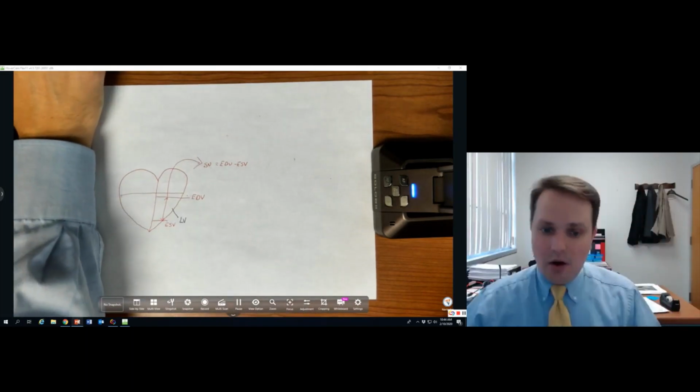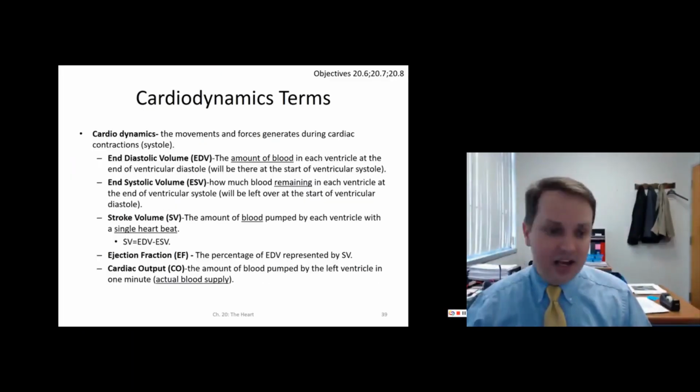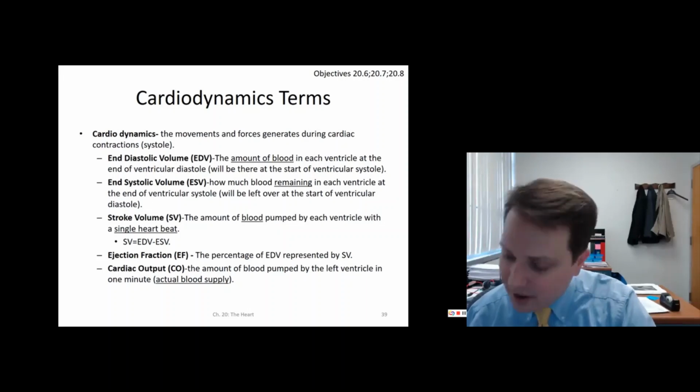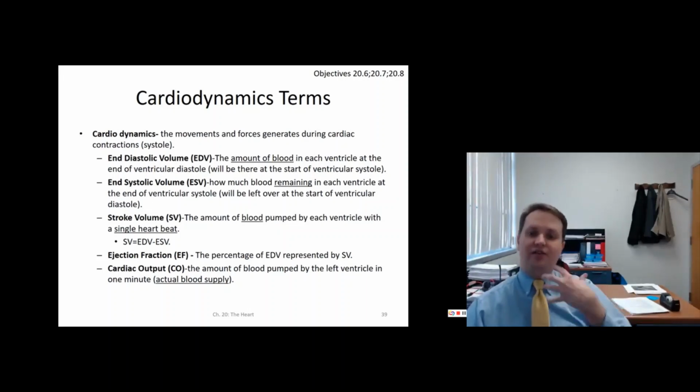So our two things here are an end systolic volume and an end diastolic volume. End diastolic volume is the volume of each ventricle at the end of ventricular diastole. That's what's going to be there when ventricular systole happens. After ventricular systole, there's an amount of blood left over. That's what's going to be available at the start of ventricular diastole to fill up with blood when passive filling happens. And that remaining blood is the end systolic volume. And the stroke volume is the difference between that.